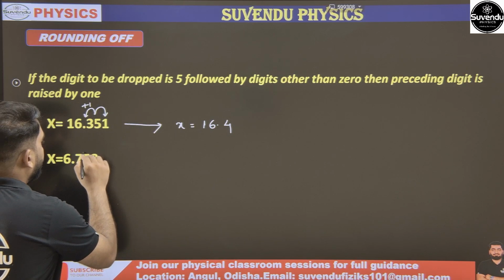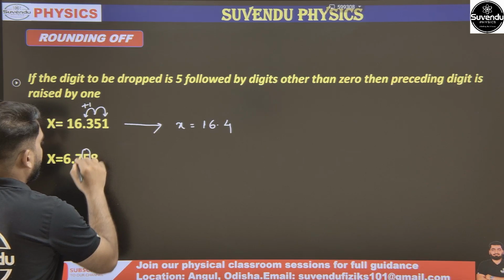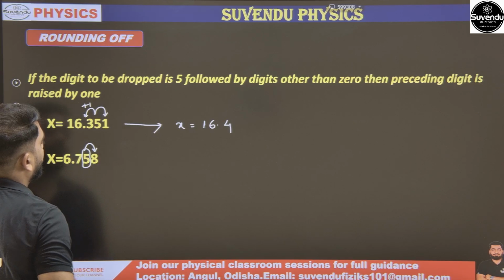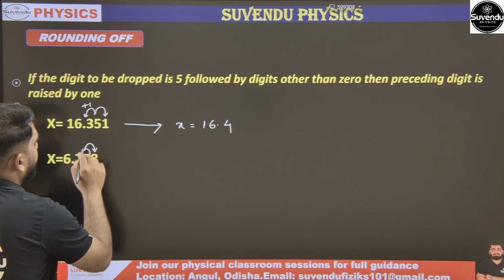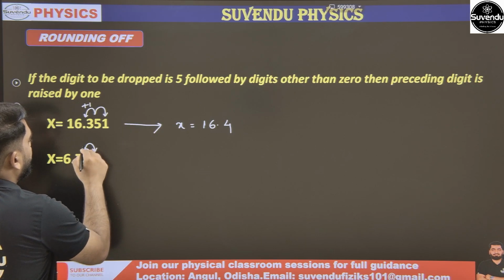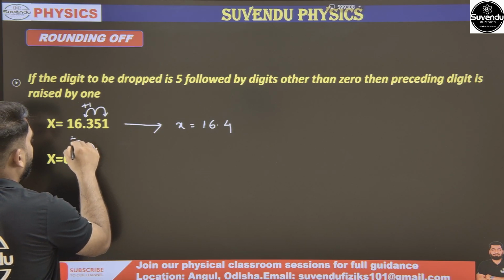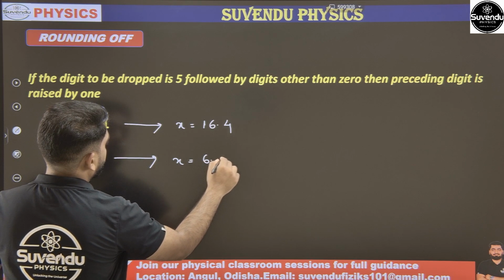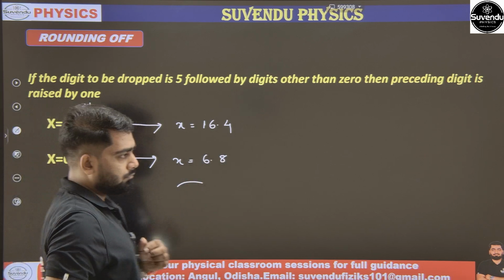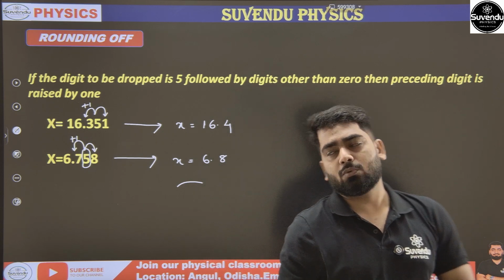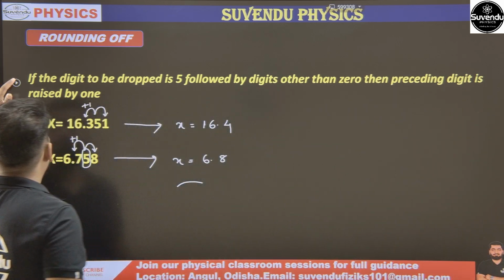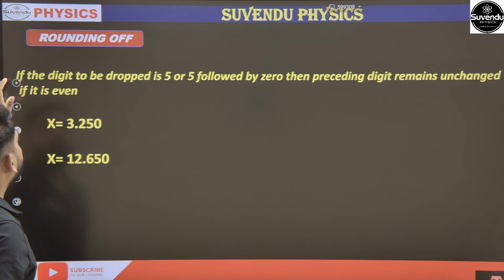Here also, if the digit to be dropped is 5 followed by any digit other than 0, the preceding digit is raised by 1 unit. So this is rounded up to x is equal to 6.8. I think this third rule is clear to all of you. Next, come to the fourth rule.